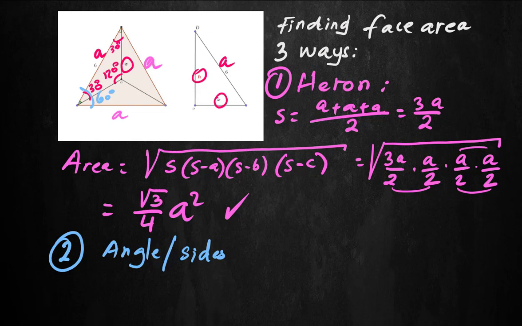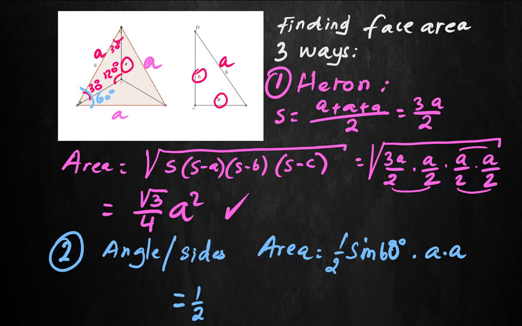How about using the second method? We have the angle 60 degrees and the sides 6 and 6. So the area is half of sine of the angle between the two sides, which is 60 degrees, times the two sides. But here two sides are the same, a times a. So we know that sine 60 degrees is square root of 3 over 2, and then times a squared. That makes it square root of 3 over 4 times a squared.